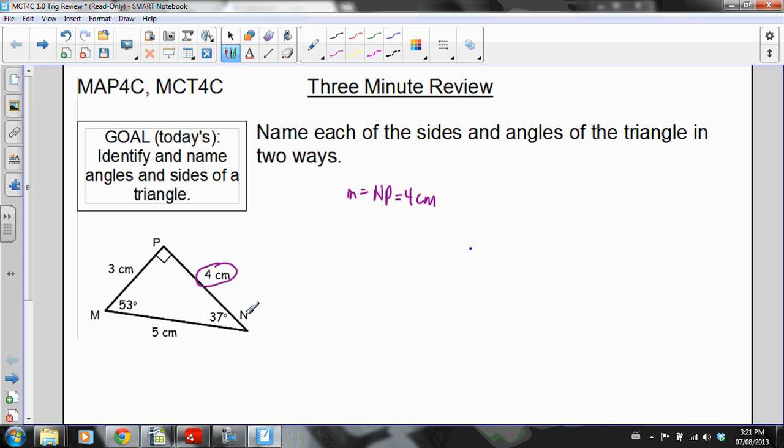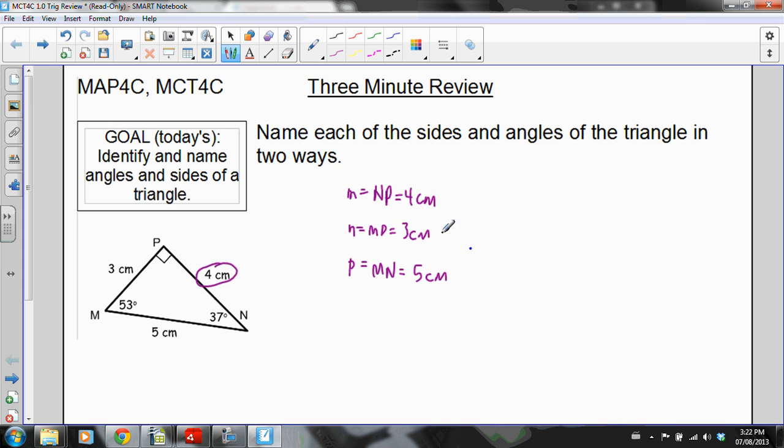We'll just keep going here. Little n is this side, which is MP, which is 3 centimeters. Finally, side p, that side there, the 5 centimeter side, is MN, capital M, capital N, and 5 centimeters.